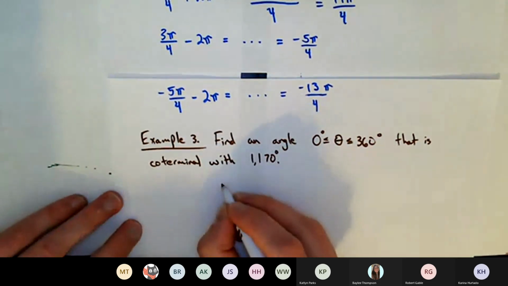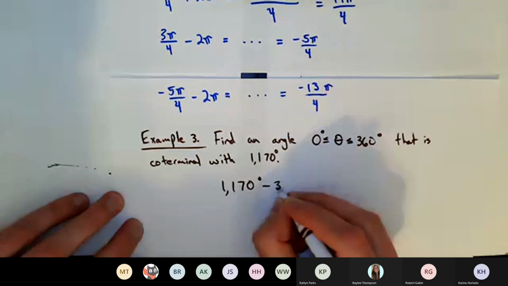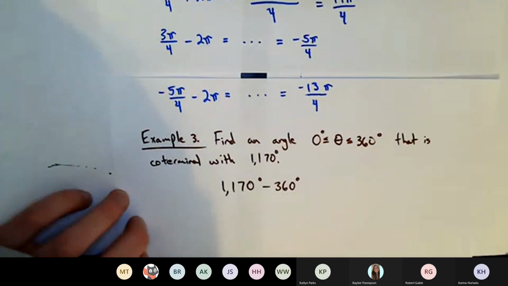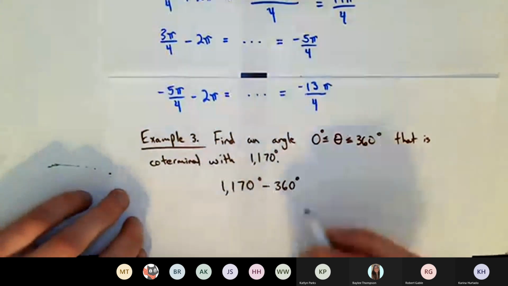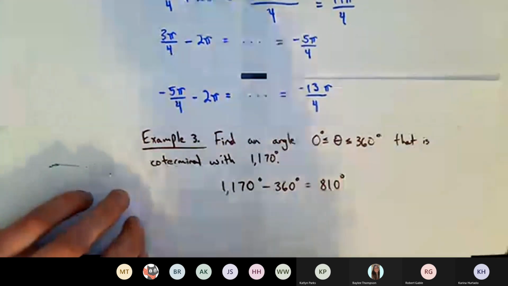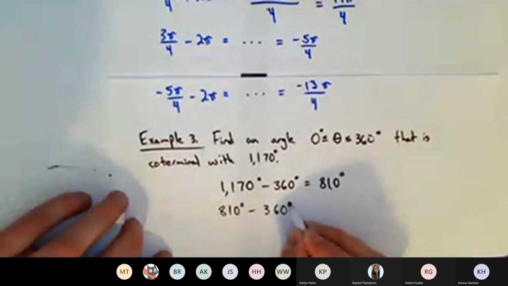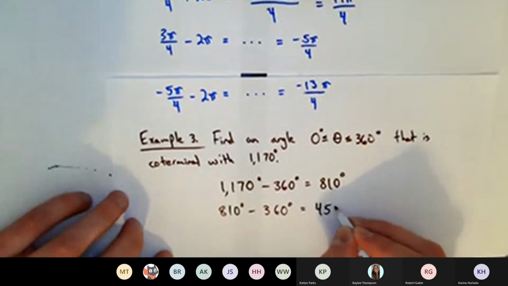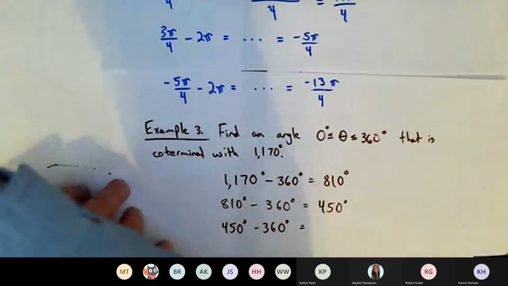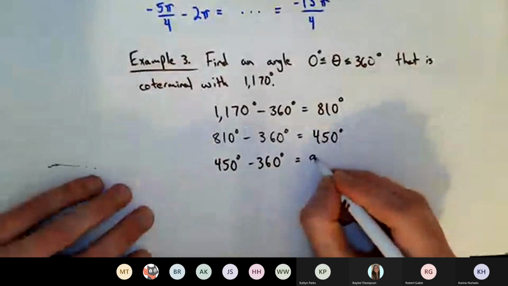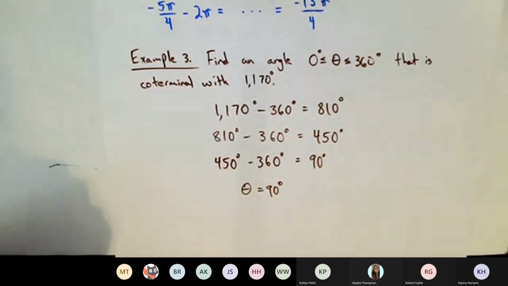So how can I figure this out? Well, I can start to chop off extra revolutions. So I'll subtract multiples of 360. I'll just do it one at a time because this number is big, but it's not huge, so I think it's fine to just start subtracting until I get within this range. So I'll say 810, subtract again, because 810 is clearly still too big. Okay, getting closer now, 450 minus 360 is going to be 90. There we go. So theta is equal to 90 degrees.